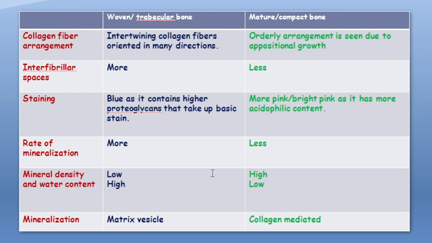So, a small note on the difference between the trabecular bone or the immature bone and the mature bone is that there is intertwining of collagen fibers, whereas here they will have orderly arrangement. The interfibular spaces will be more in the woven, whereas less in the mature. In staining, it will be stained blue because it is more of a primitive origin, and this will be stained more pink and bright because it is much more mature in its nature. Rate of mineralization in woven is more and in the mature it is less because it is taking place in an orderly fashion. Whereas if we talk about the mineral density, obviously that will be low in the woven, whereas it will be very high in the mature or compact bone.